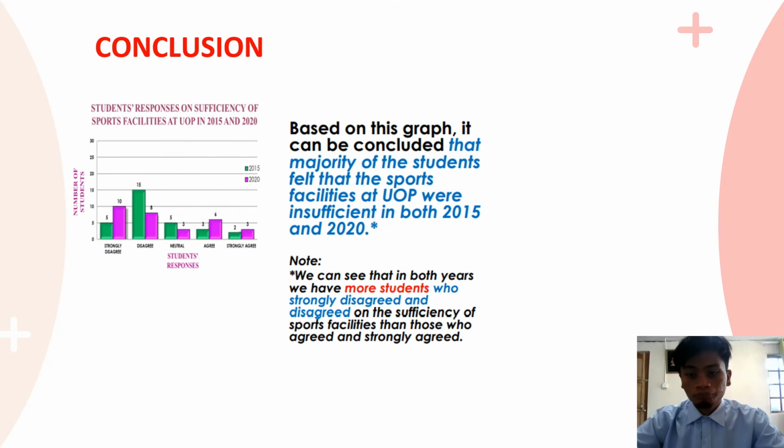Okay, now we are talking about the conclusion. Based on the graph, it can be concluded that the majority of the students felt that the sport facility at PUO was insufficient in both 2015 and 2020. Note, we can see that in both years we have more students who strongly disagree on the sufficiency of the sport facility than those who agree and strongly agree.